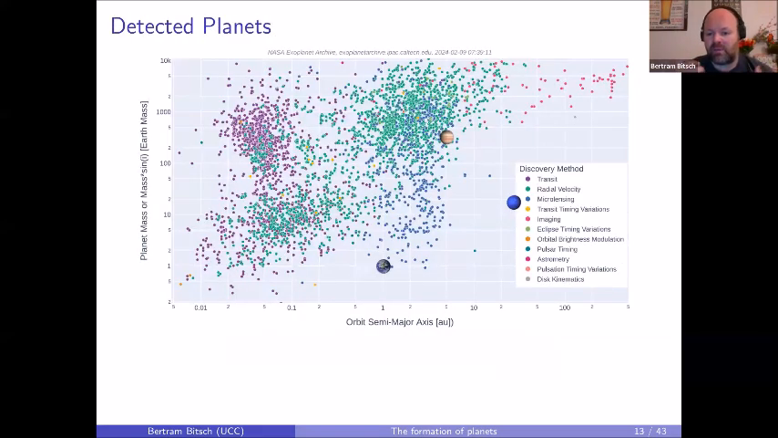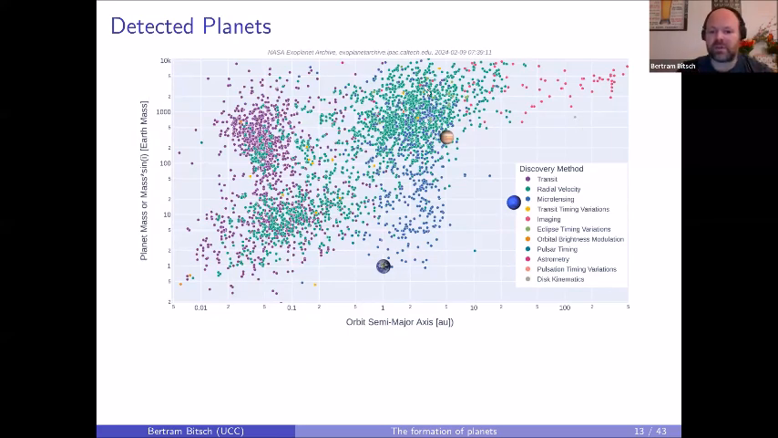Now we can combine all these observations into a diagram like this. We have here on the x-axis the semi-major axis in astronomical units, and on the y-axis the planetary mass that we can determine, for example, via the Doppler effect. In this diagram, you have the Earth, Jupiter, and Neptune, and their corresponding orbital distances and planetary masses. All these other dots that you see here originate from exoplanets that we have detected.